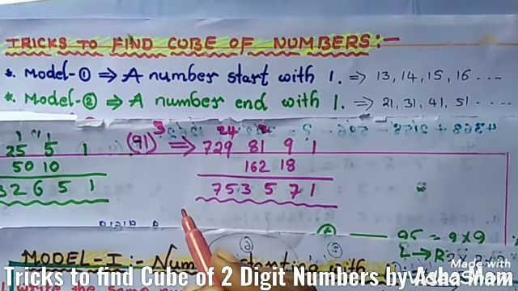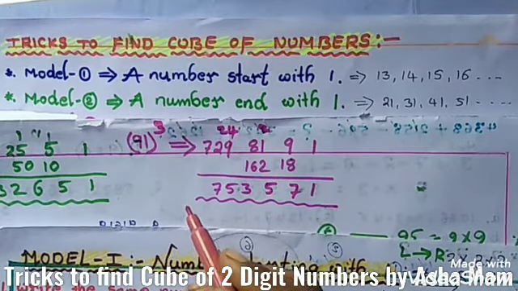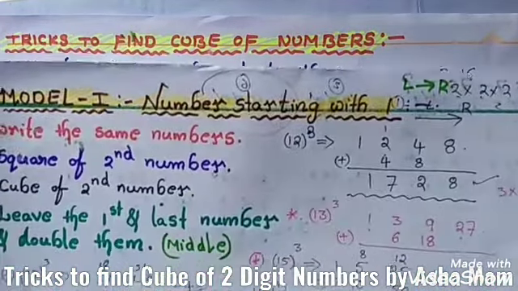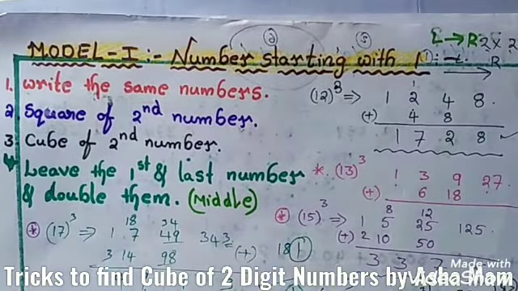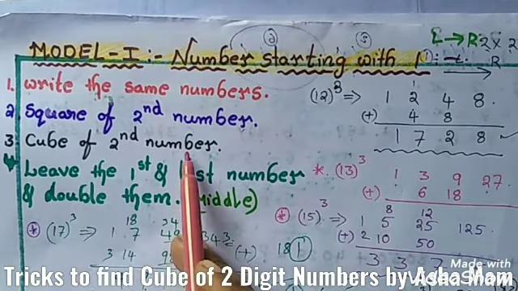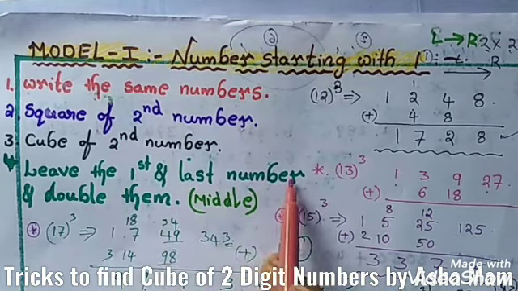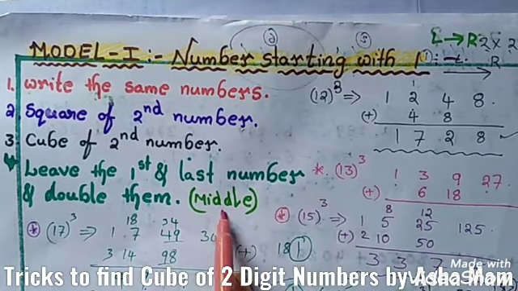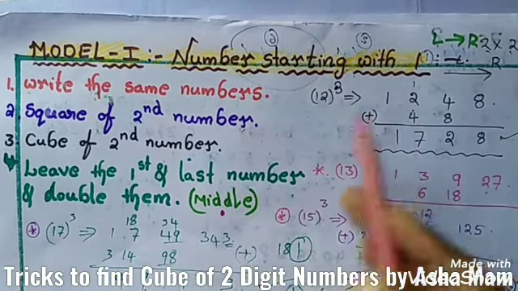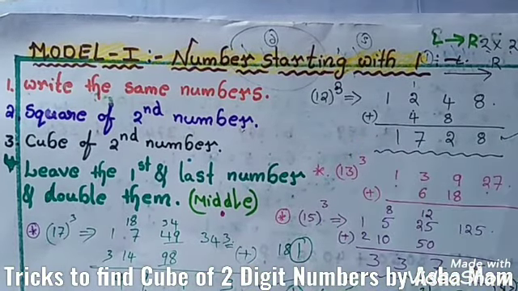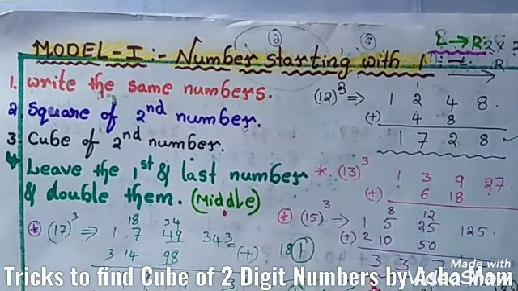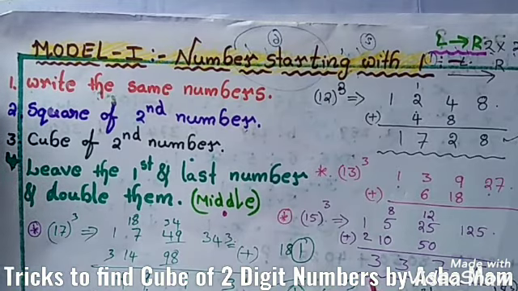Okay students, enough, these are the examples. If you understand these rules, how can you apply these rules? Write the same number and the square of the second number and the cube of the second number, and we have to leave the first and last numbers and double the middle ones. That is the only rule you have to apply in model 1, number starting with 1, and the number ending with 1 also, but the pattern is different, left to right and right to left. Right, now we shall get into the next one, model 3.